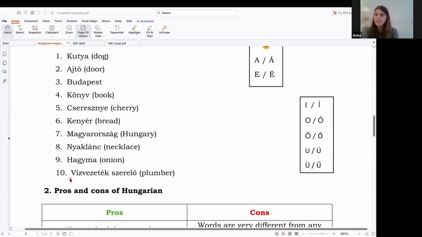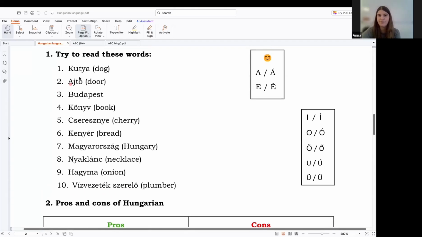Okay, it's vízvezeték szerelő. V, I, Z, V, E, Z, E, T, É, vízvezeték. Sz, E, R, E, L, ő, szerelő. Vízvezeték szerelő. Okay.